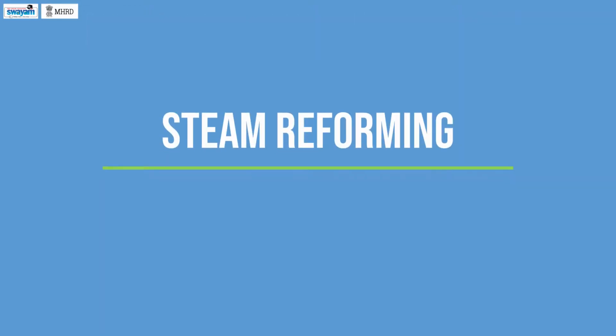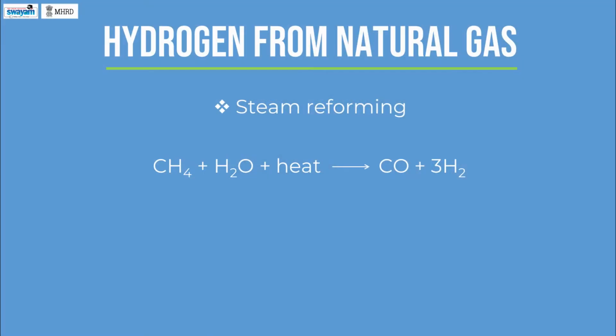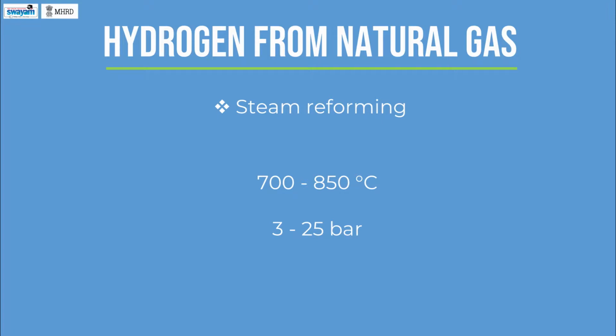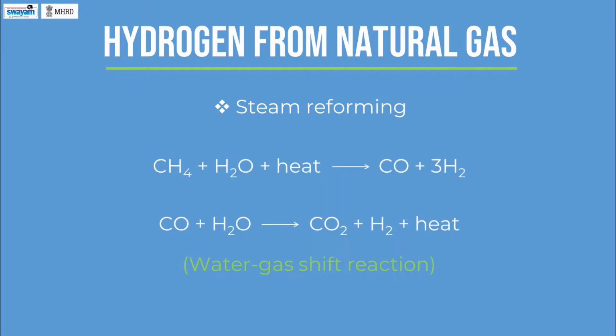Steam reforming. In this process, methane is converted to carbon monoxide and hydrogen using steam at a high temperature ranging from 700 to 850 degrees Celsius and pressure from 3 to 25 bar. Carbon monoxide formed is further converted to carbon dioxide and hydrogen through the water gas shift reaction.